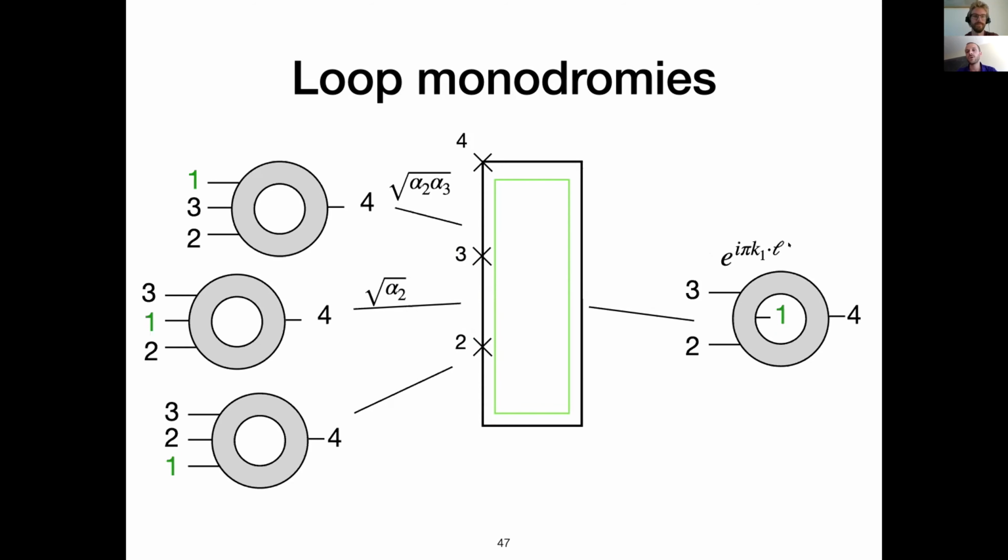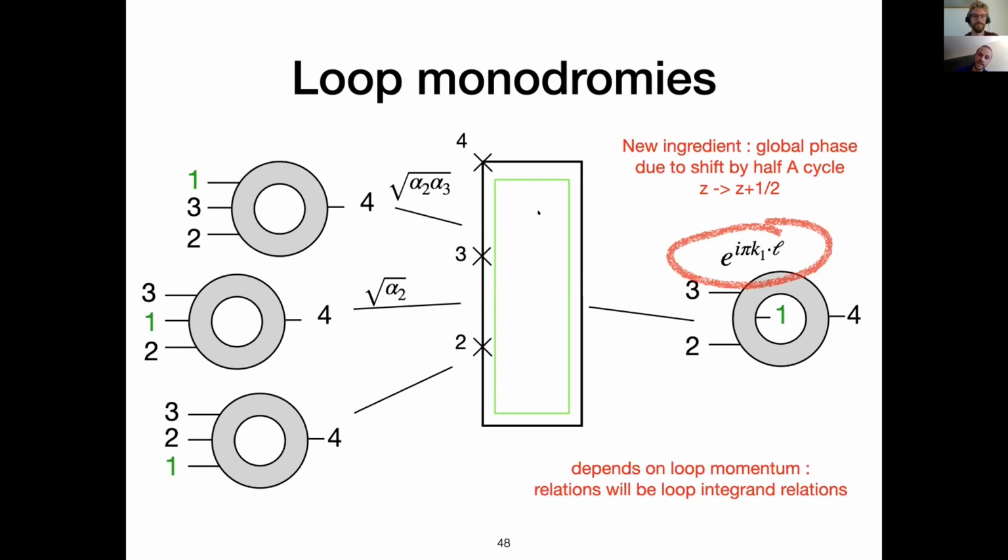And here is our new important ingredient. It's a phase. Sorry, these alphas are just the monodromies that we had before. They're the same, but now we have a new phase that depends on the loop momentum. I'm not explaining the shape of it, but essentially it corresponds to the fact that you're doing this shift, z goes to z plus a half. You're switching boundary, and that introduces a global monodromy that wasn't present at tree level. It's a new ingredient at loop level, and somehow it has to be there because of this holomorphy versus double periodicity clash.